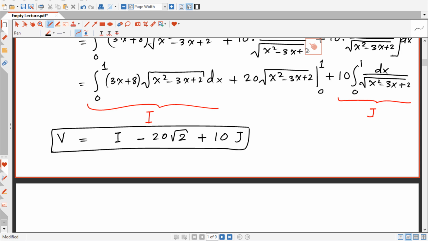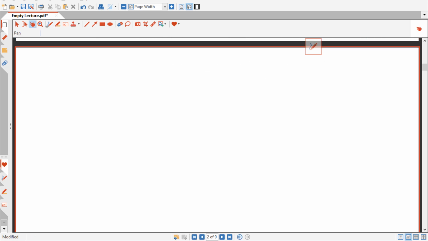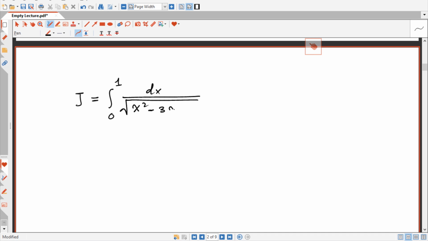J is the integral from 0 to 1 of dx divided by the square root of x squared minus 3x plus 2. So J is equal to the definite integral from 0 to 1 of dx over the square root of x squared minus 3x plus 2. To solve this integral, we can use trigonometric substitution, because we can complete the square in the denominator and then use one of the suitable identities. So to do that, let's complete the square first.